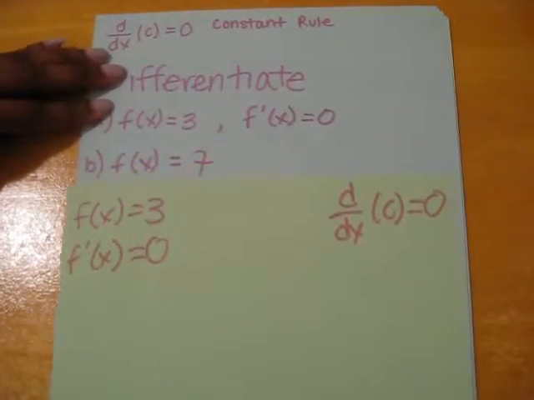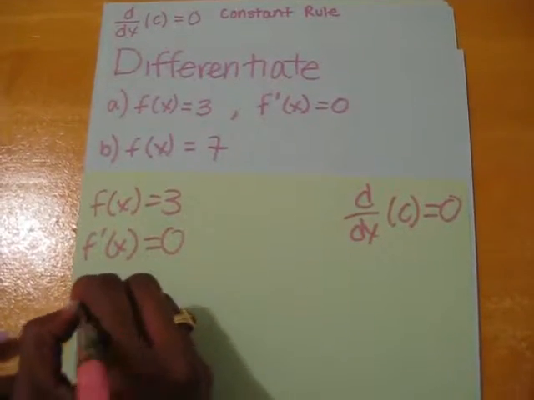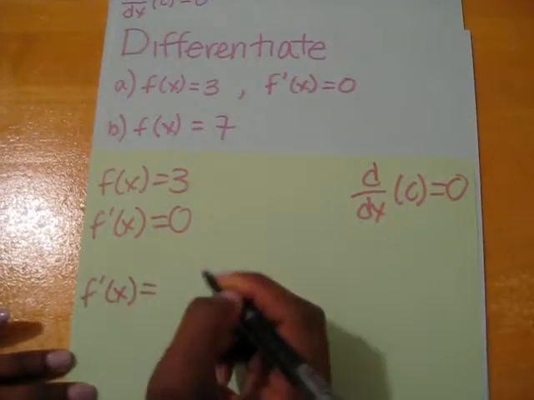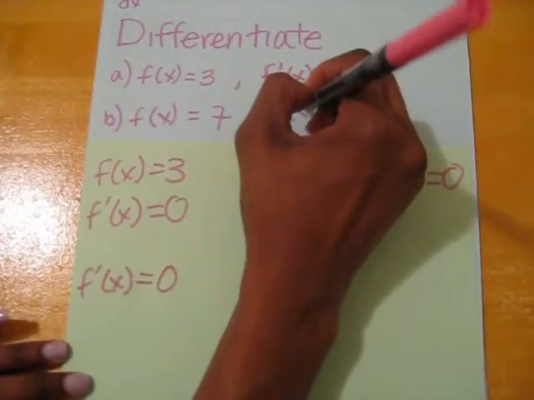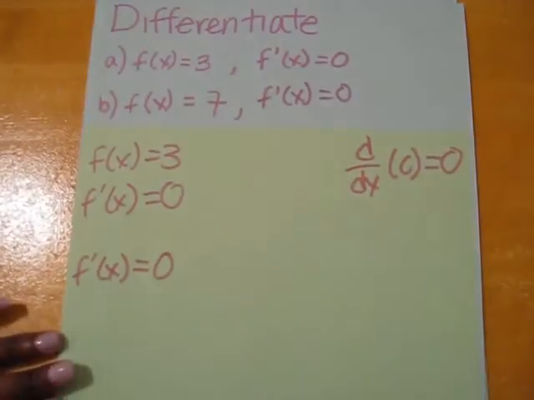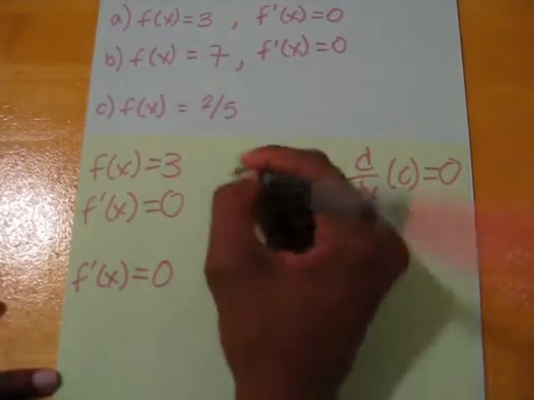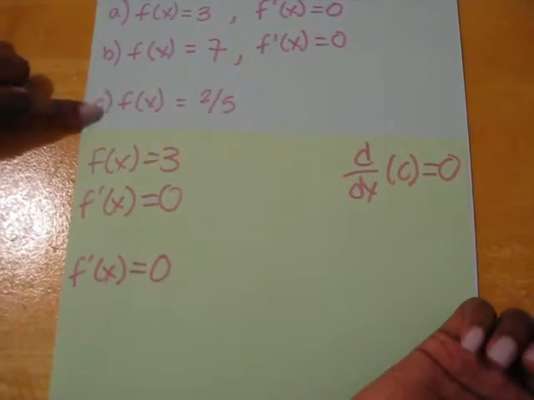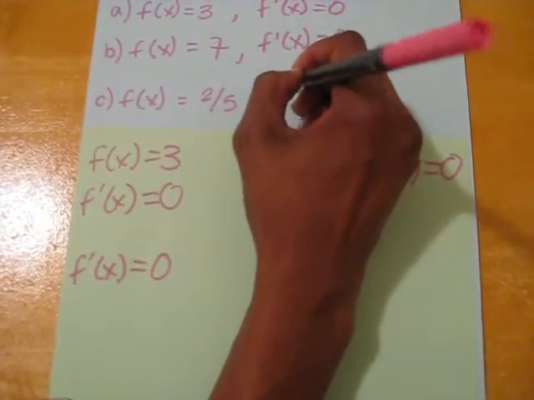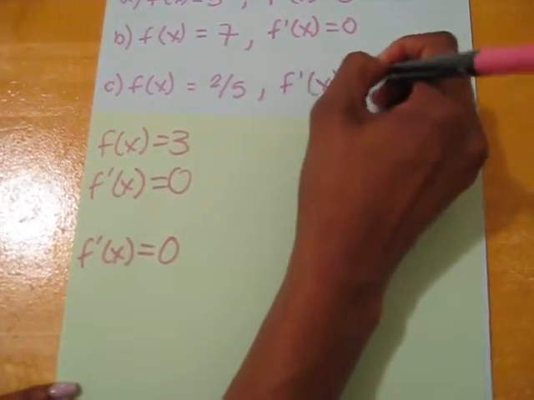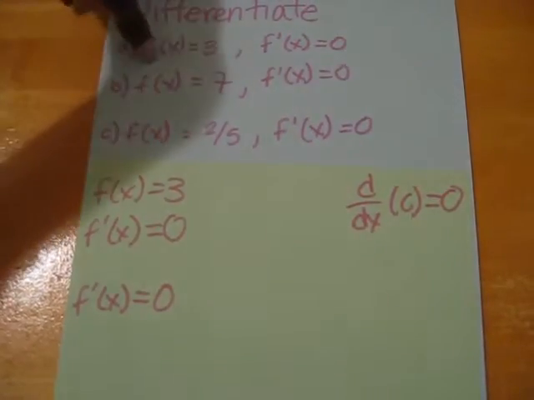For the next one, f of x equals 7. Well, f prime of x will give you what? Just 0. So f prime of x is 0 here as well. And for C, we have f of x equals 2/5, another constant. So this one will be 0 as well. The constant is the simplest one. So now we'll move on to the power.